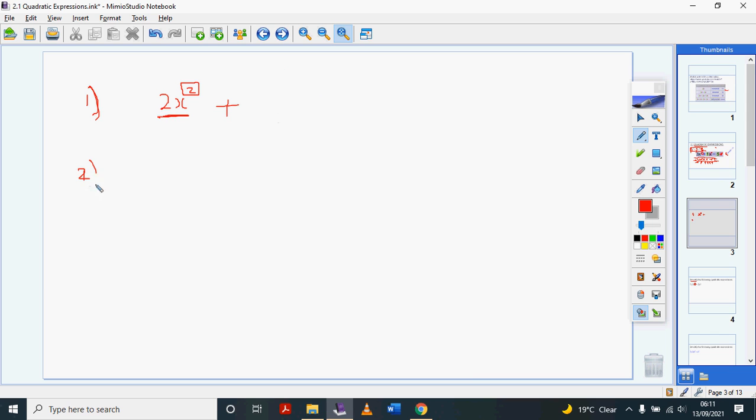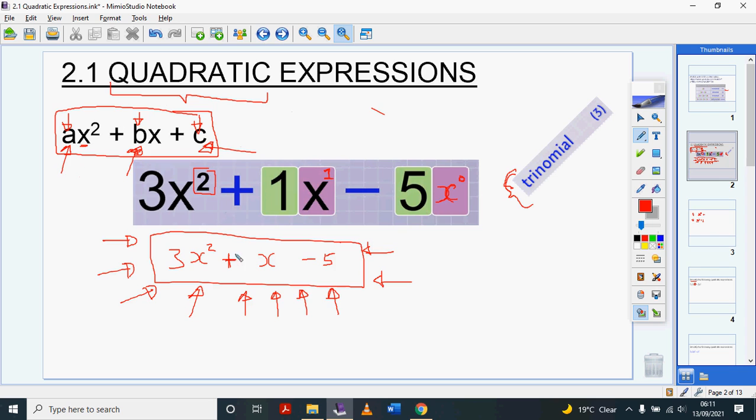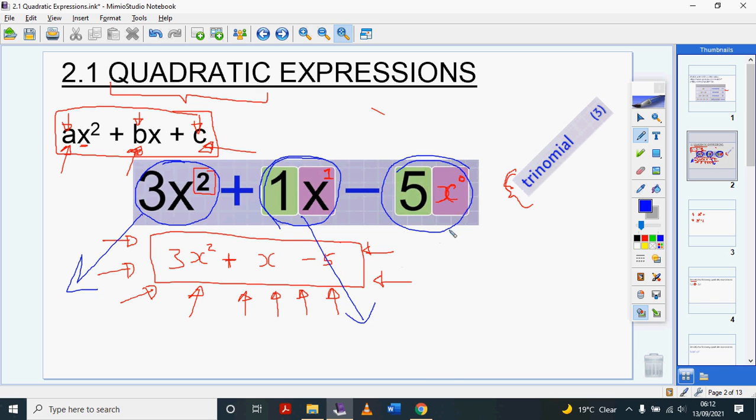You can also have your quadratic expression of just 2x squared plus 1, right? This means it has the quadratic term and it has the constant term. This term that has the squared is normally called the quadratic term. This normally is called the linear term, or the monomial. And this normally is called the constant term because it's just a constant number. So you have a quadratic term, you have a linear term, and you have a constant.